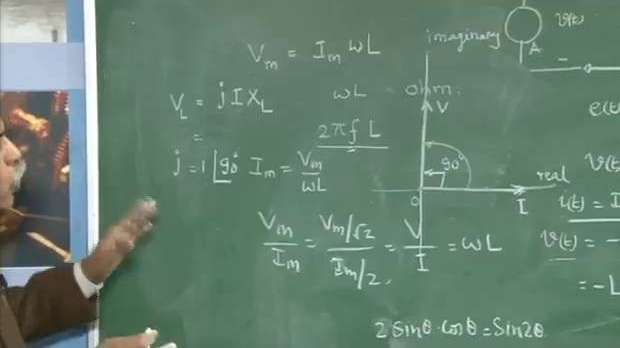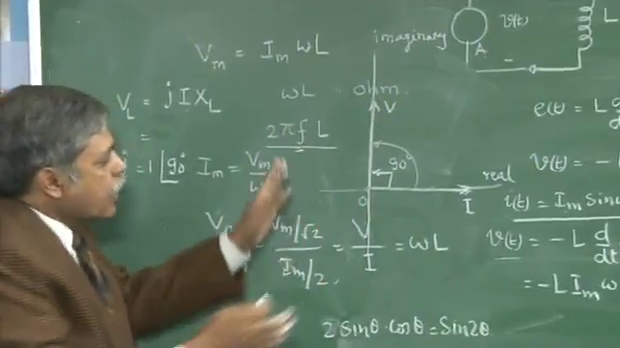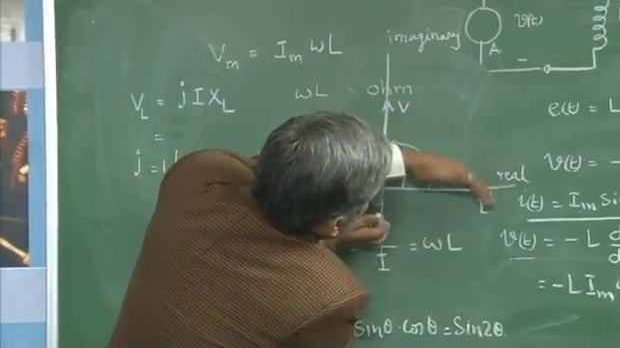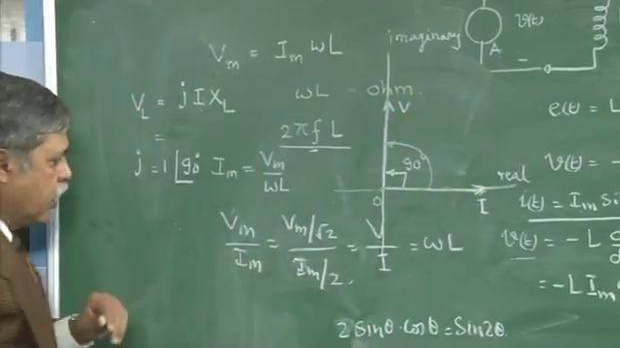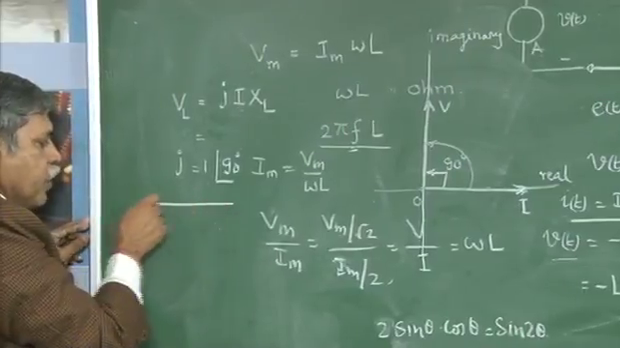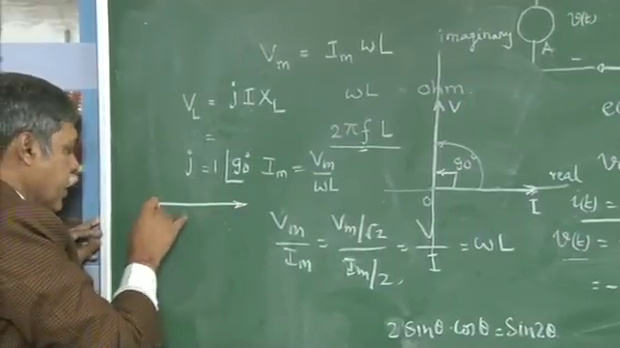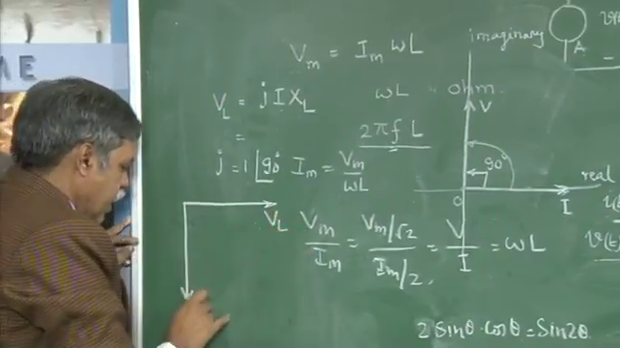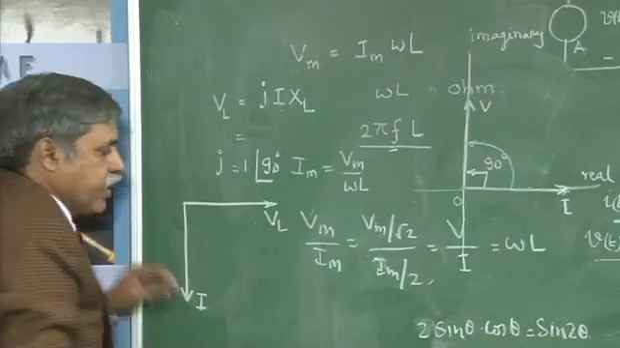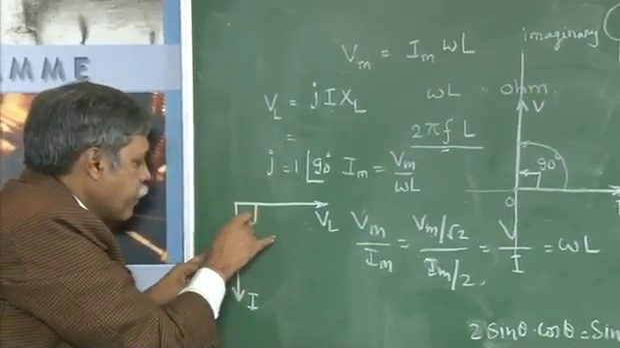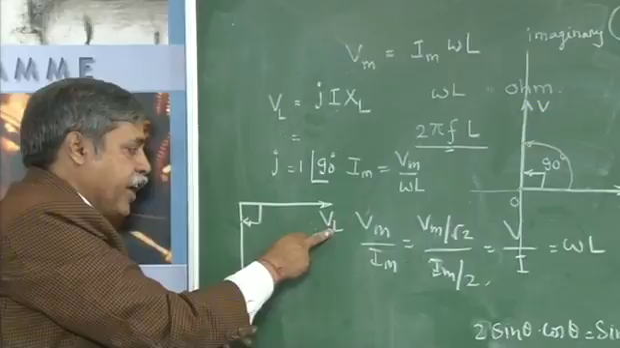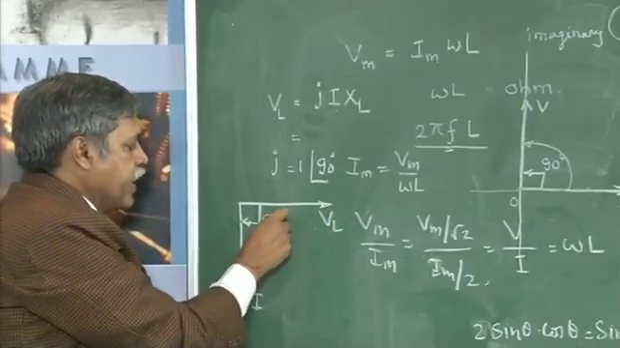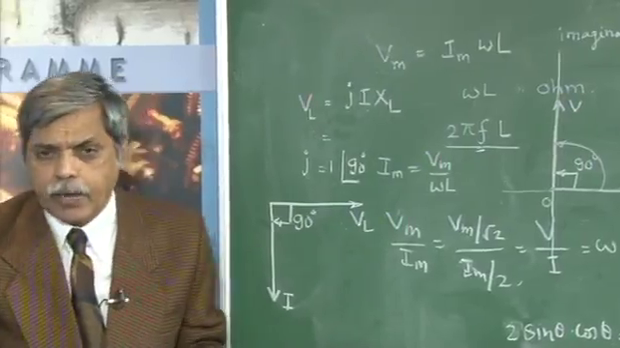So what should I do to change the reference? The complete phasor diagram you have, rotate this in the counterclockwise direction by 90 degrees. Then the voltage vector will come like this, and the current vector will come down like this. This is the voltage across the inductor, and this is the current in the inductor, I. So when I am taking the voltage as reference, the current in the pure inductor lags behind the voltage by 90 degrees. That is what is happening here.